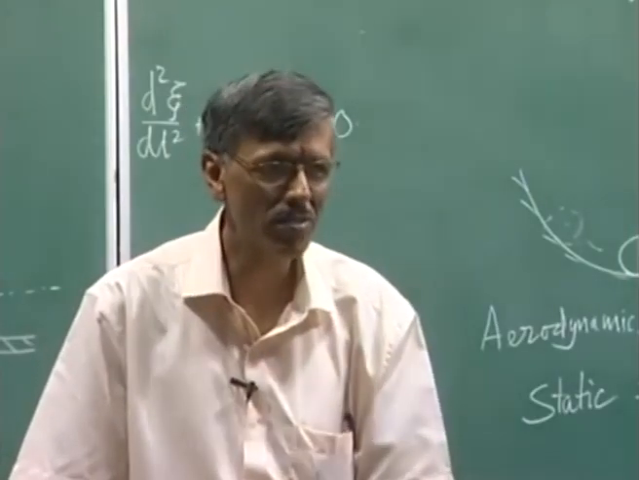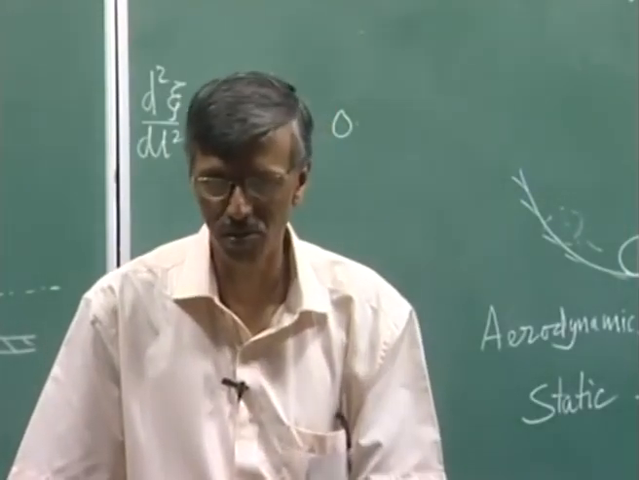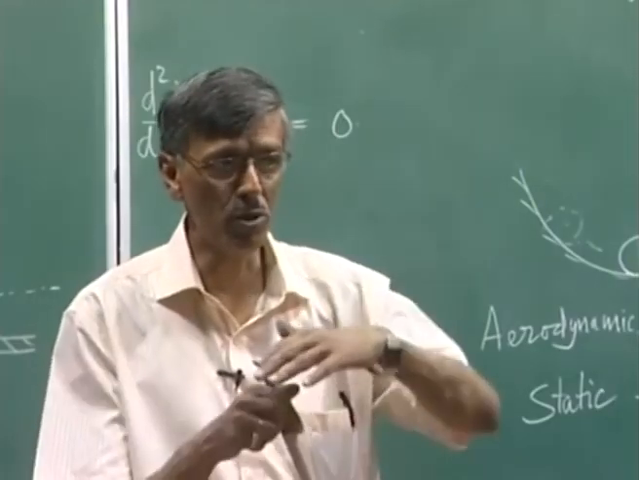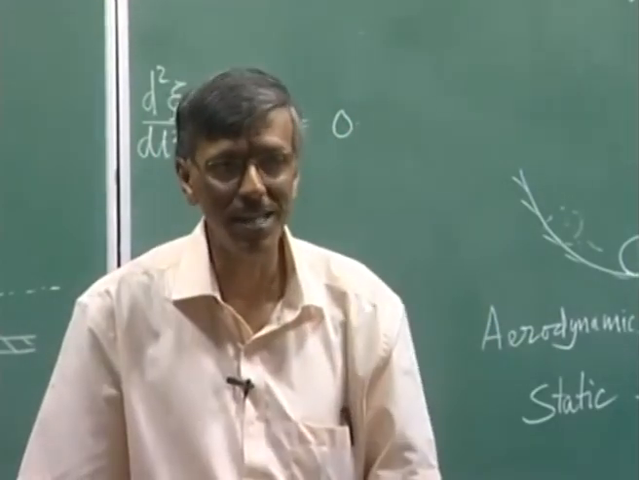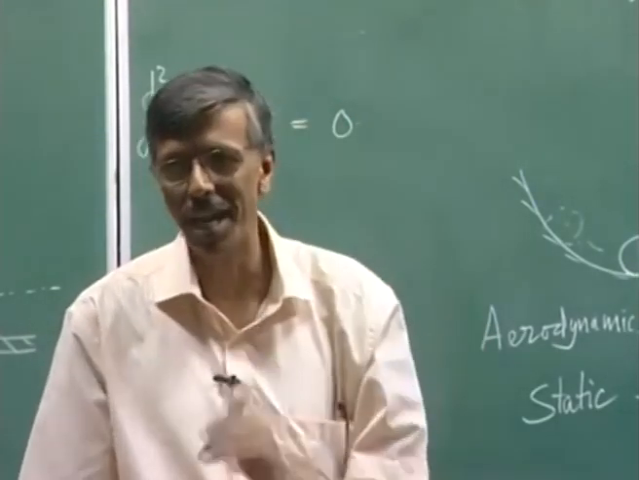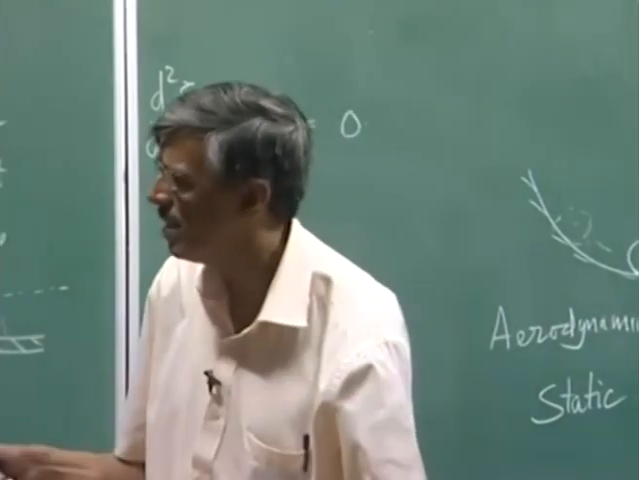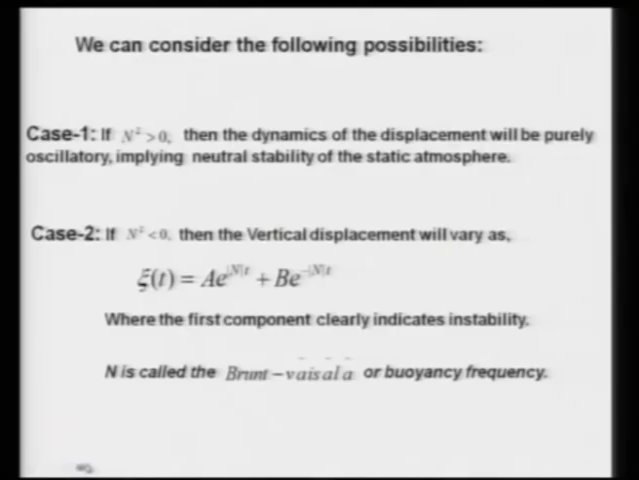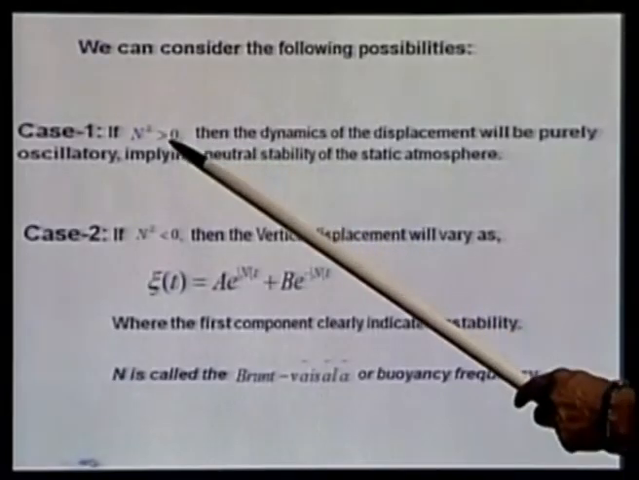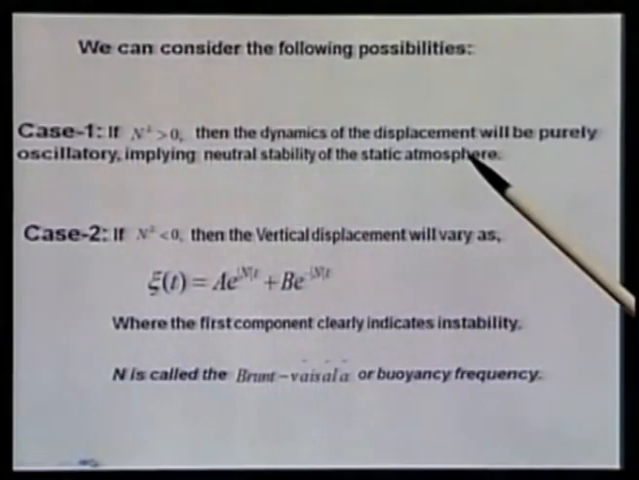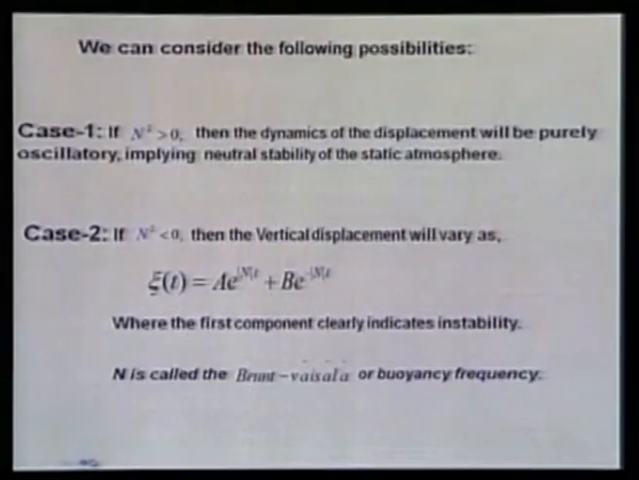That would be a neutral stability, right. All of you see that. If the amplitude grows with time, then we will have instability. If the amplitude decays with time, we will have a stable condition. So what we are seeing is that if I have perchance N squared greater than 0, then we will have a neutral stability of this static atmosphere. Yeah, I think we will stop here.